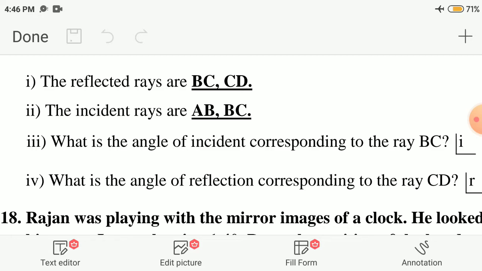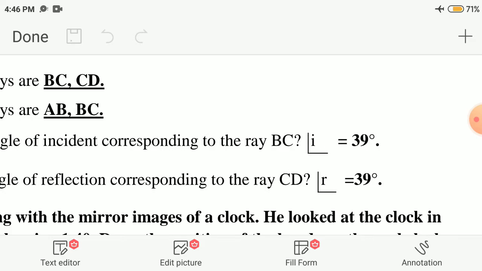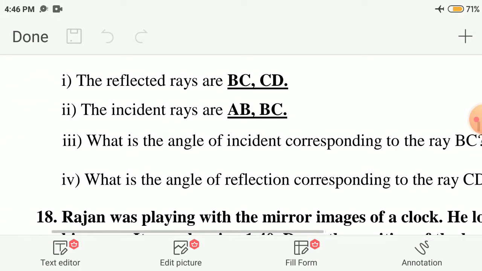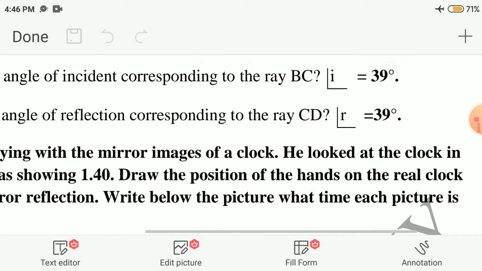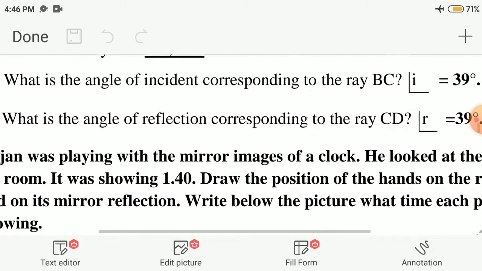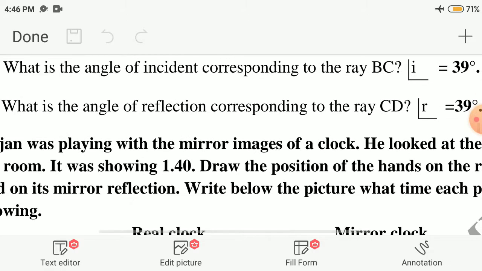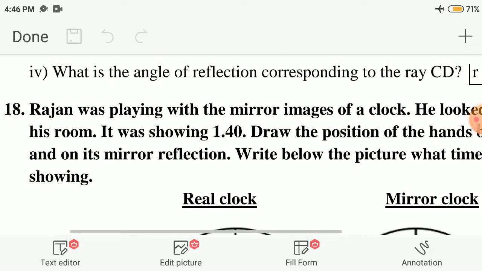What is the angle of incidence corresponding to the ray BC? Incident ray, so i equals 39 degree. What is the angle of reflection corresponding to the ray CD? Reflection r is the same. Incident and reflection are the same, so this is also 39 degree only.